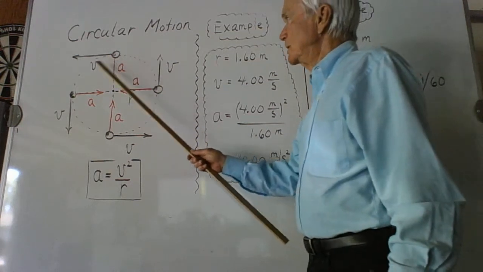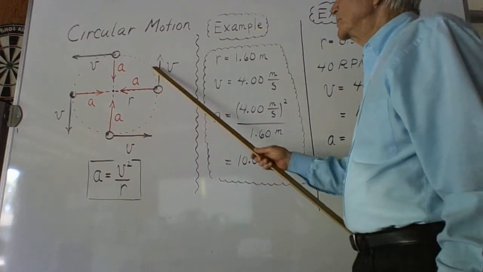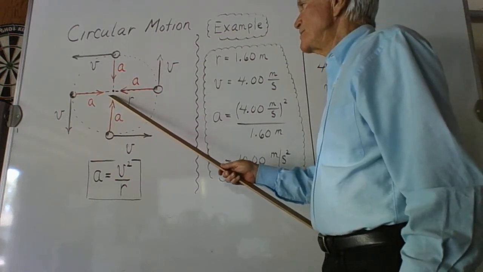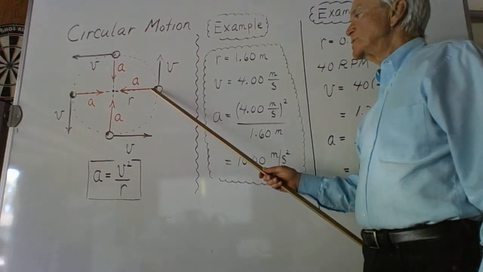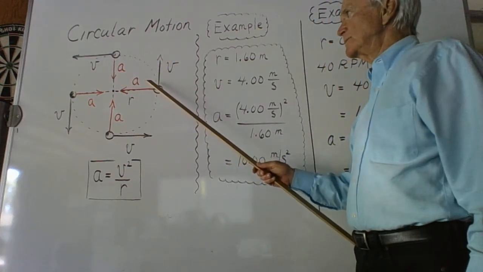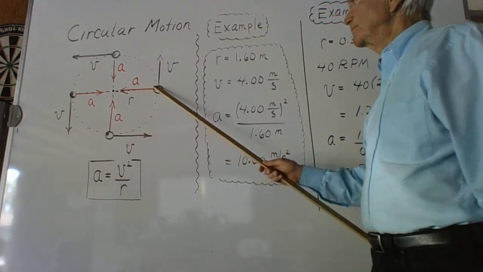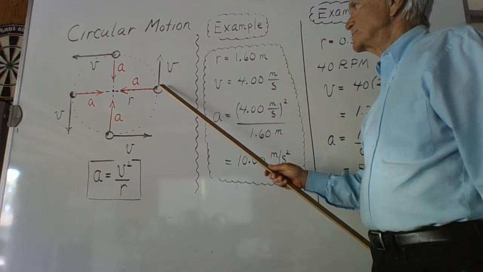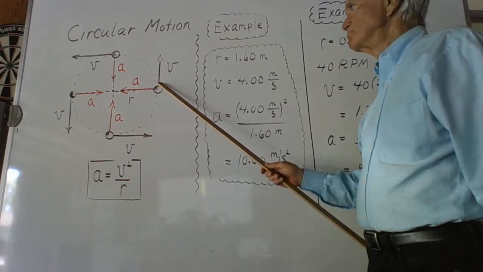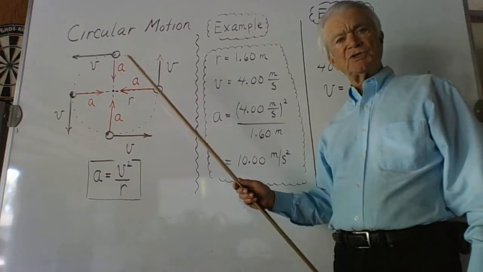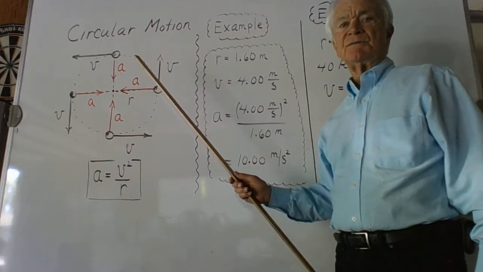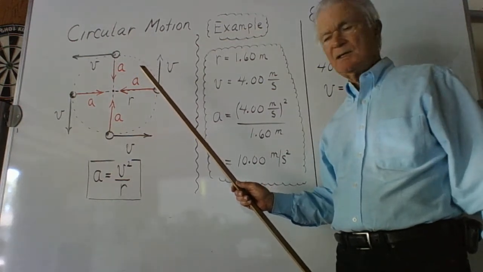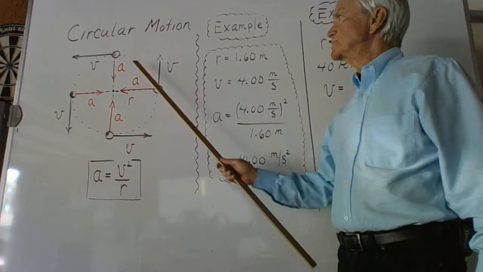I show a circular path whose radius is r. The center of the circle is there. And I show the location of an object moving in a circular path, 4 different locations. The velocity of the object is described as being tangential because the velocity vector, whose associated speed is v, is always tangent to the circle.